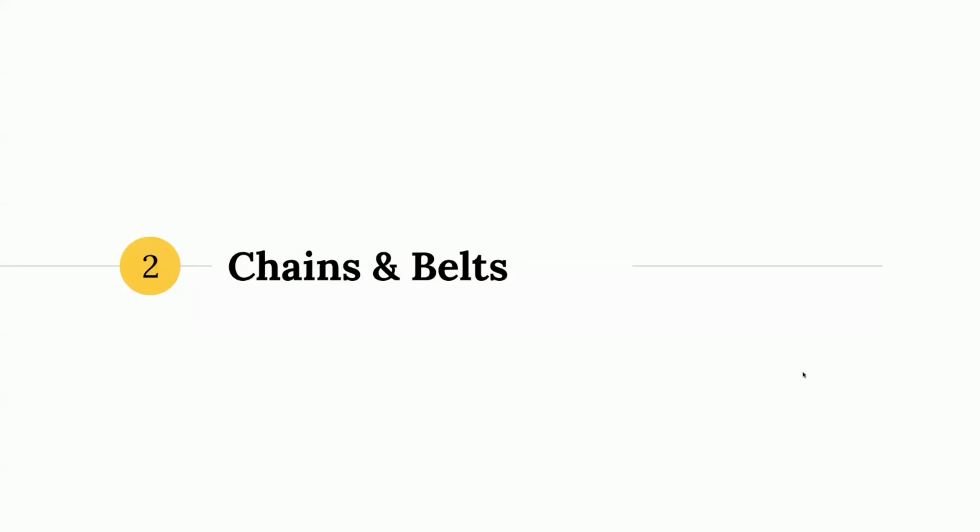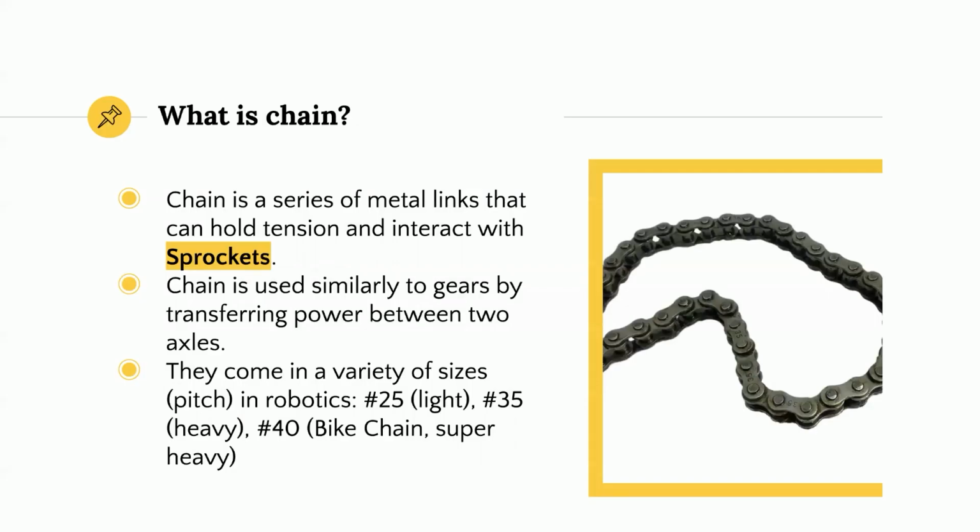Chains and belts. Chain. What is chain? Chain is a series of metal links that can hold tension and interact with sprockets. Chain is used similarly to gears by transferring power between two axles. They also come in a variety of sizes, in this case called pitch as well.